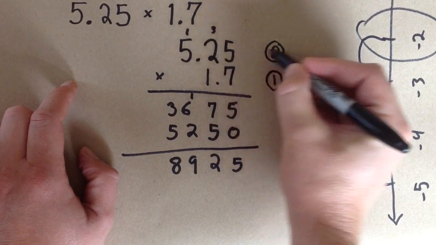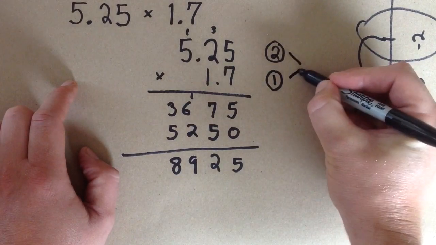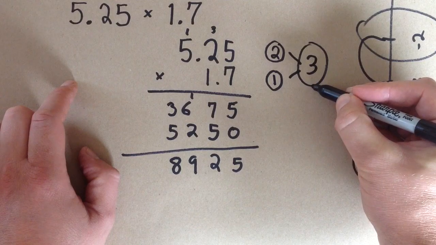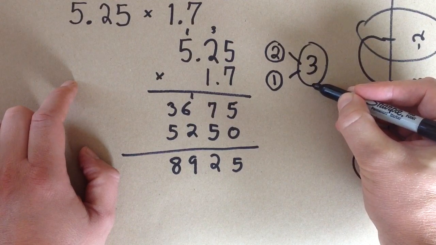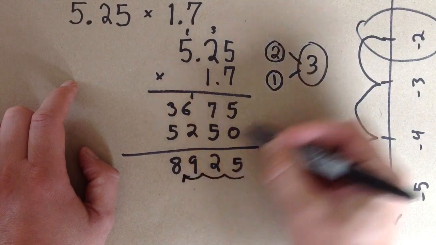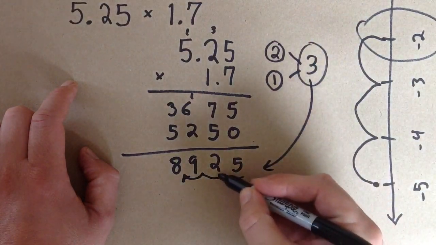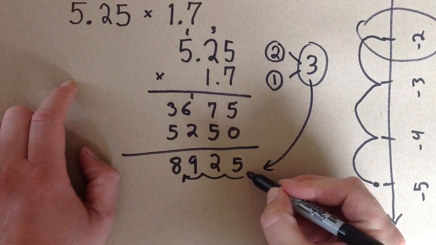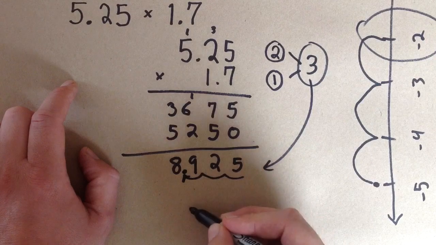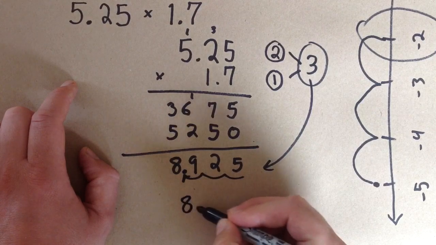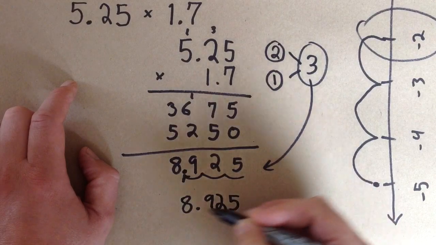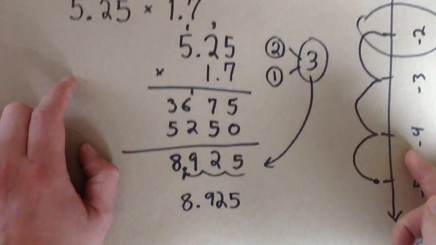In this case, there are 2 numbers to the right of the decimal. Combine these, add them together, and I get 3. This is how many digits will be in my product. So I count 1, 2, 3, which is this number right here. That's how many steps I take from the very first point on the number. And I move left 3 spaces. That is 8 and 925 thousandths, or 8.925 as my answer.